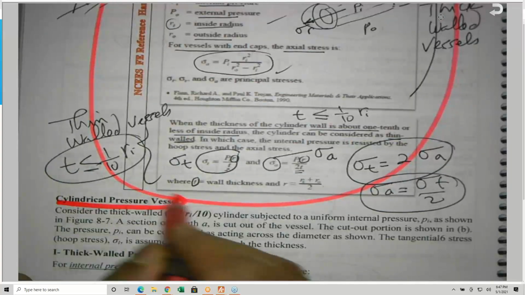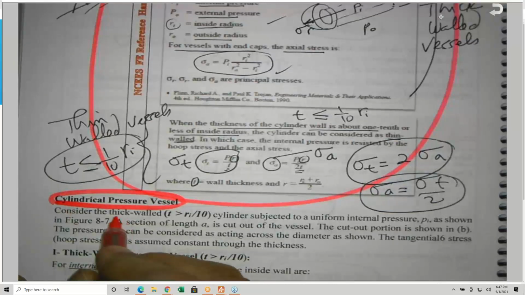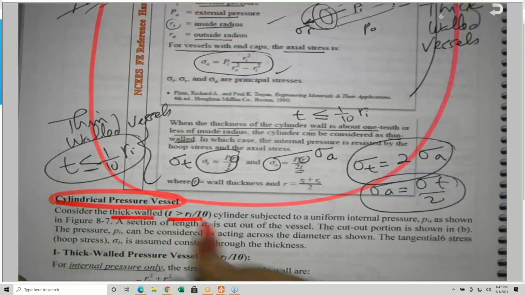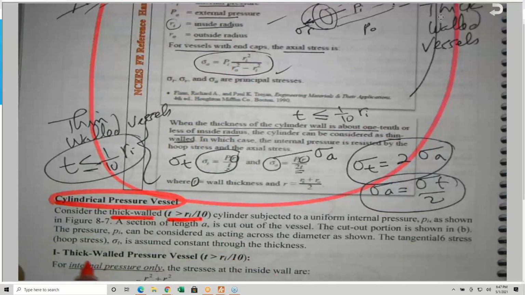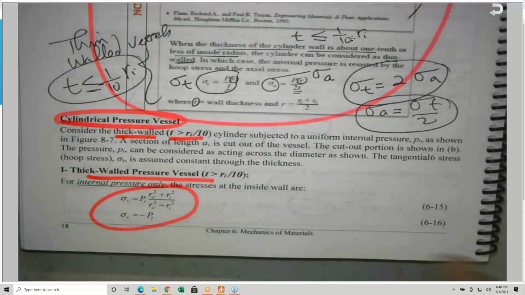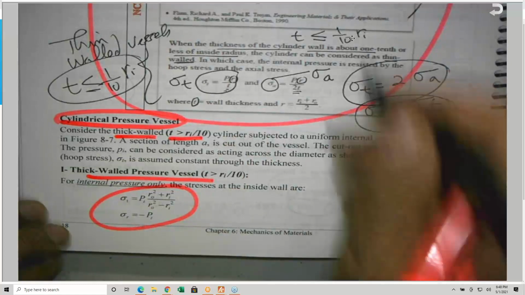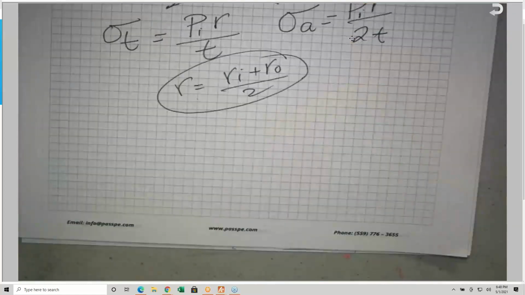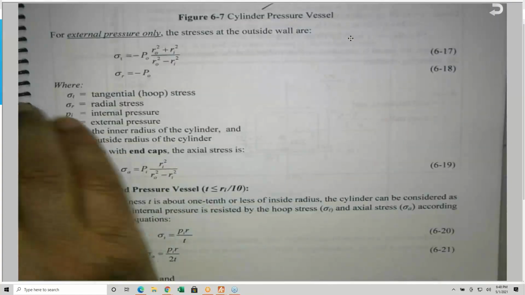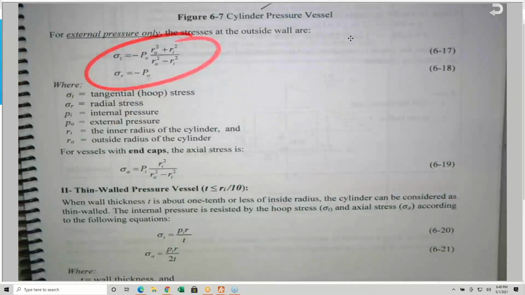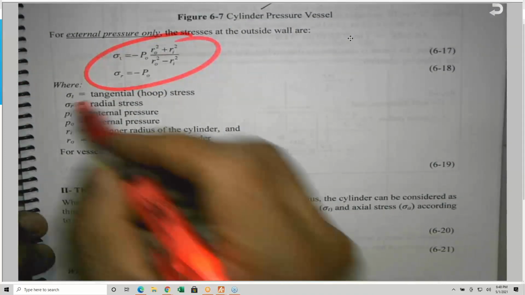So cylindrical pressure vessels could be thick, where T is greater than R divided by 10. I'm still talking about thick. So here are the equations. I wrote the equations again, and obviously it's much cleaner. It's basically these equations here, and for external pressure only it is given here. All these parameters are given.